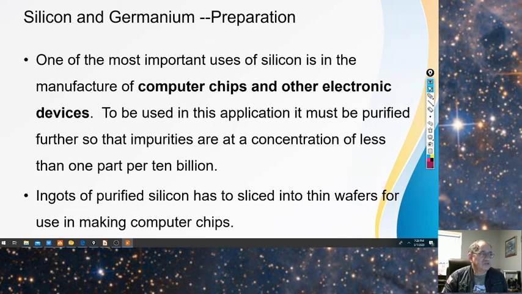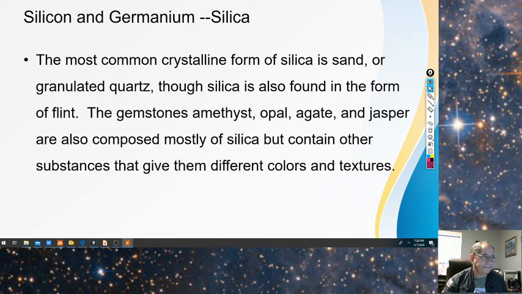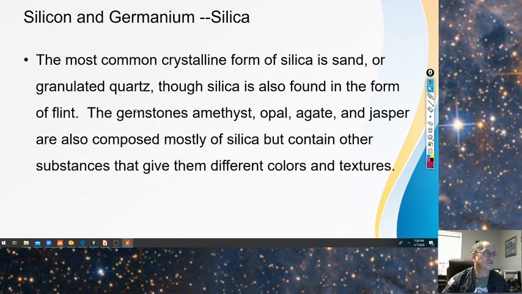And then the uses of silicon. I think we may have already said this, but in computers, except that it's got to be a whole lot more pure. So let's see if we talk about the purification process. And I'm not going to worry about that. Don't worry about it.